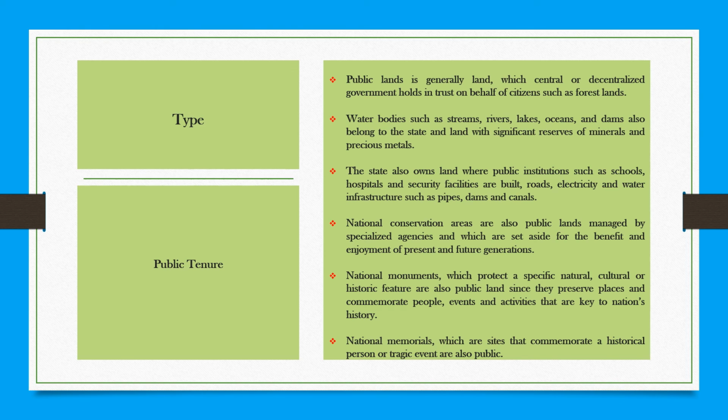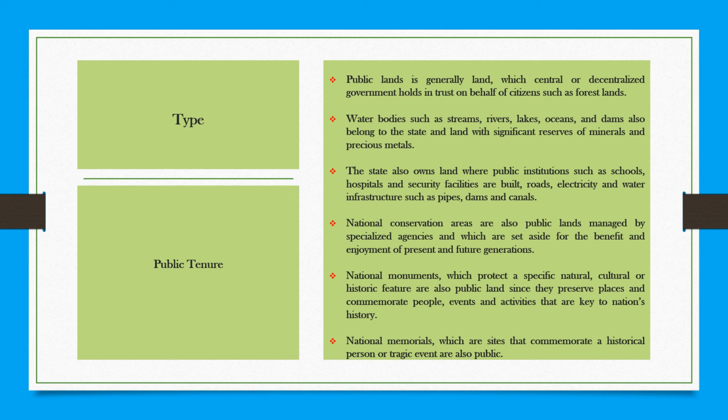For example, water bodies such as streams, rivers, lakes, oceans, and even dams that are constructed by government or naturally exist. They all belong to the state, and land with significant reserves of minerals and precious metals also belongs to the state, and therefore they qualify as public land.